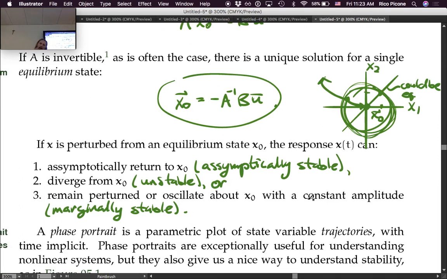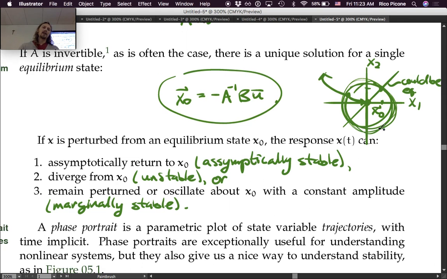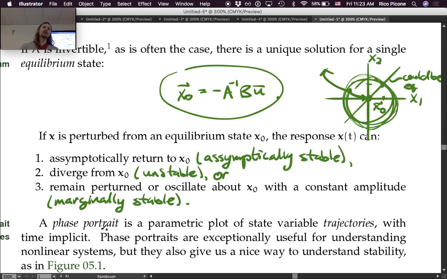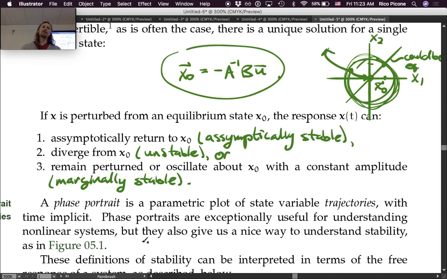So what I was drawing up here, which is sort of like we're just sketching around, is actually called a phase portrait. So it's a parametric plot of state variable trajectories with time implicit. So it's the values of the state variables plotted versus each other. And it's a parametric plot because time isn't explicitly in here, right?